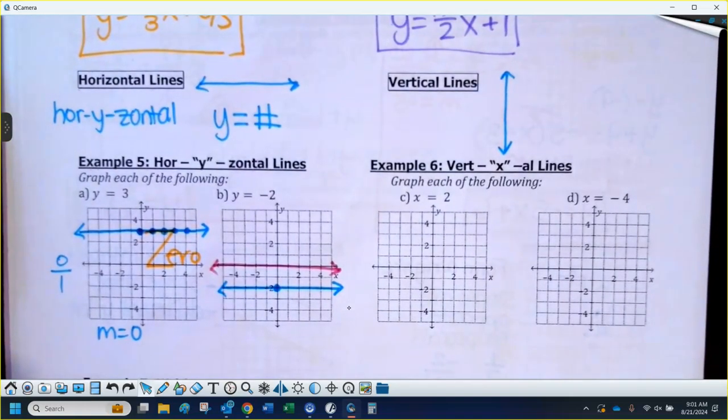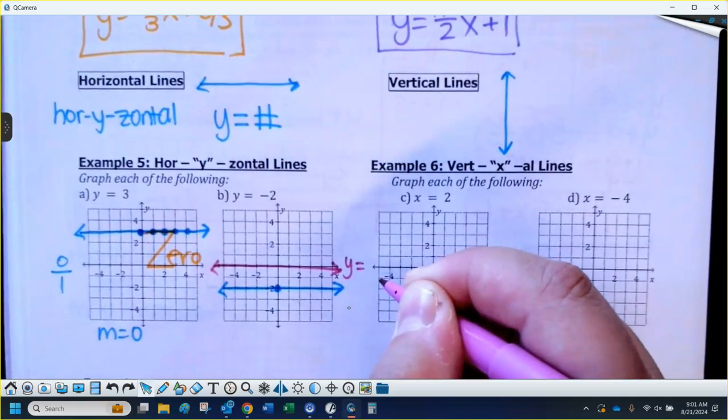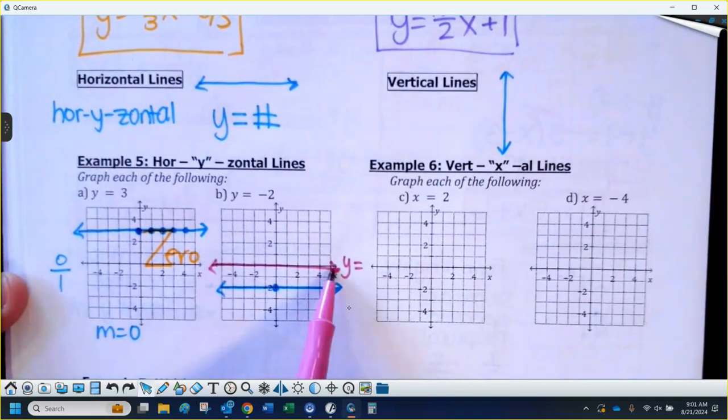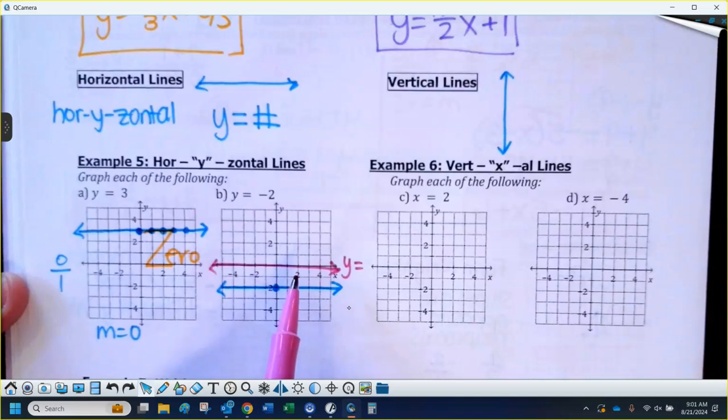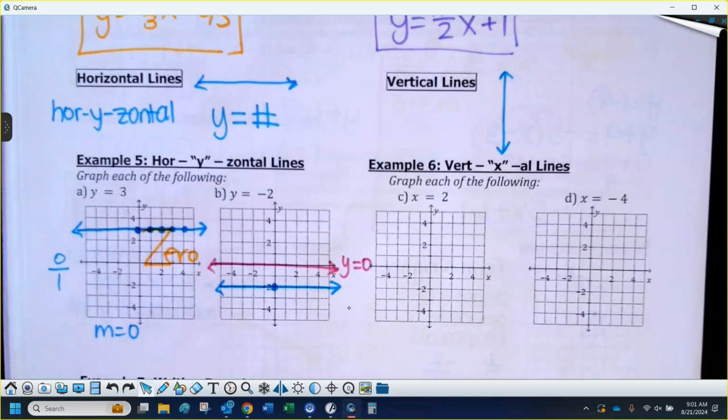Anybody know? The x-axis is a horizontal line too. Does anybody know what the equation would be? Y equals... What are all the y coordinates across the x-axis? 0. That always trips people up, but the actual equation of the x-axis is y equals 0. So it's a horizontal line there.